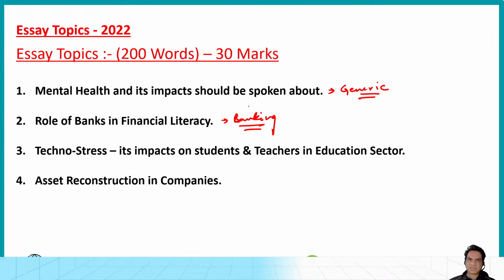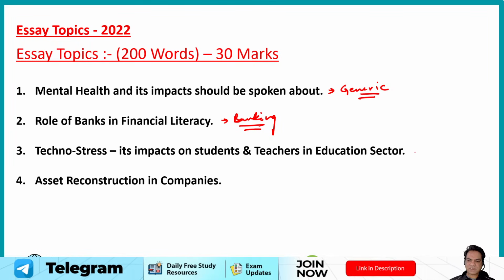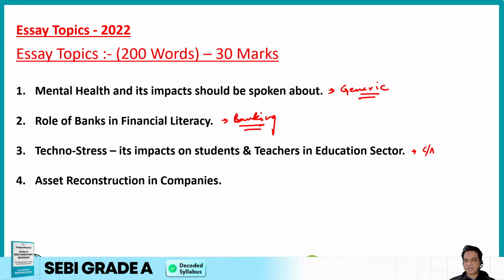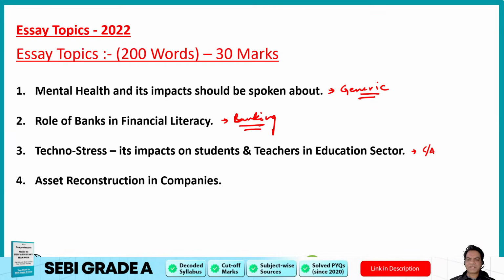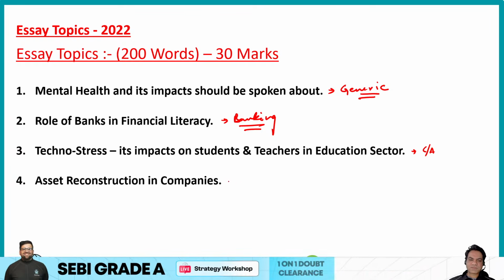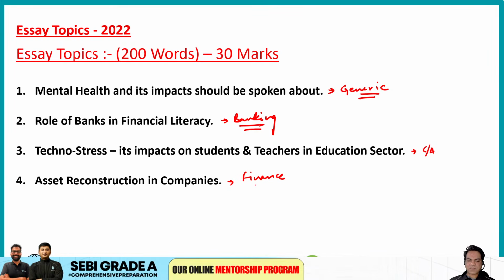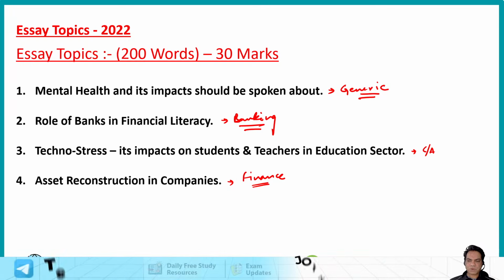Third is techno stress, its impacts on students and teachers in the education sector. Remember, in 2022 we were just out of the COVID lockdown, and this is when this exam was conducted, so they asked this topic. So this is a current affairs based topic. You do not need any data points, but you need to be updated with what was going on. And then fourth, a topic based on finance, which is asset reconstruction in companies, ARCs. This topic does need data points, statistics, reports and schemes.